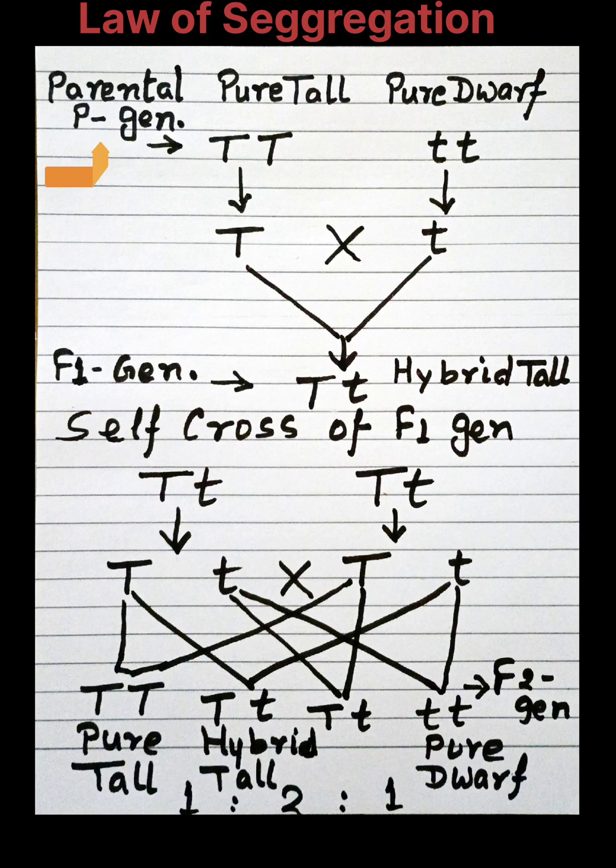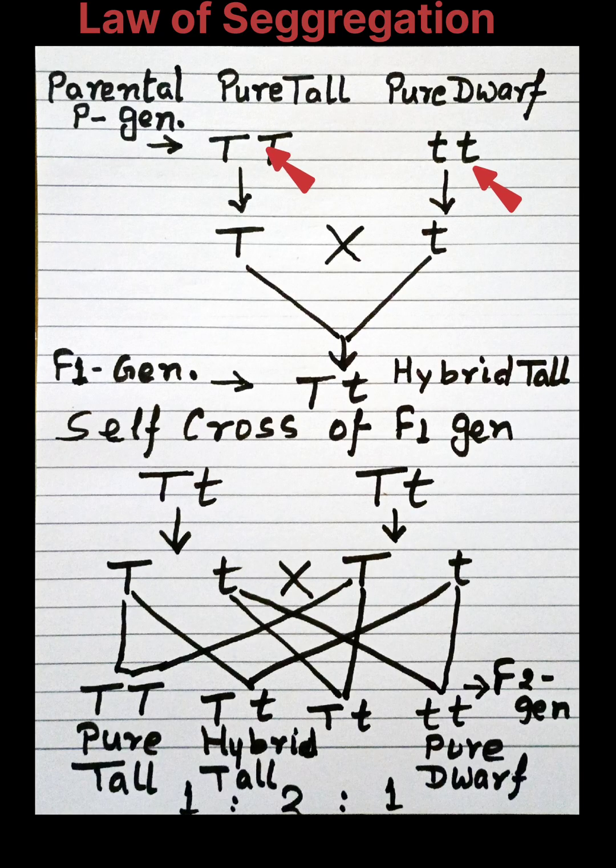In this law, if we have a parental generation, tallness of the organism is represented by capital T and dwarfness by small t and small t. These are taken in a parental generation, a pure tall and a pure dwarf.